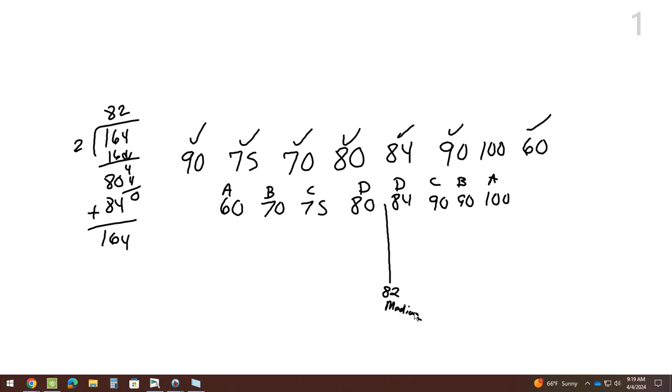So if you have an odd number of data, there's going to be 1 in the middle. But if you have an even number of data, there's going to be what? 2 in the middle. Like here, how much do I have? 8. So it's going to be A, B, B, C, C, what? D, D. So these are in the middle. So I'm going to have to add and divide by 2. Okay? Questions?